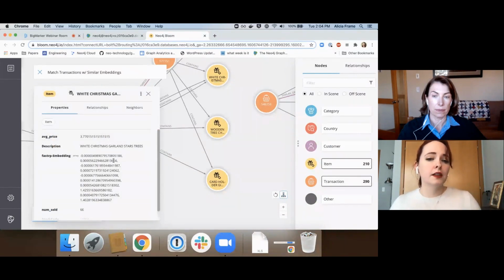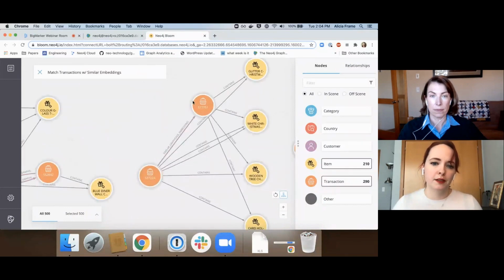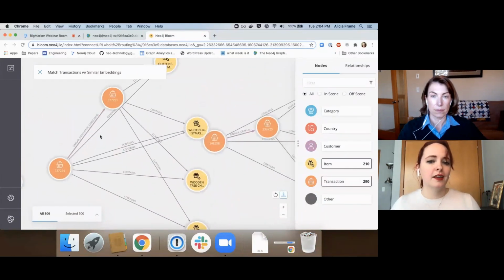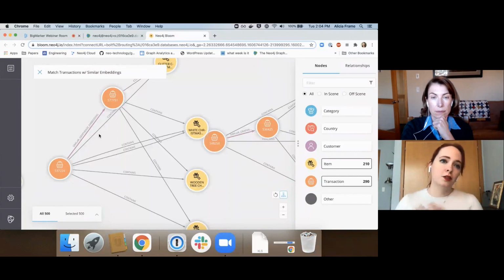So what I've seen is these two transactions are similar to each other in the embedded space. And then sanity checking those results, okay, they contain a lot of the same items, and those items have similar prices to each other. So what you can see is I've done link prediction on my graph. Which transactions look most similar, which items look most similar, and I've sanity checked it.